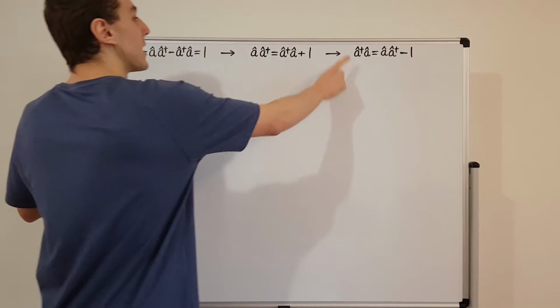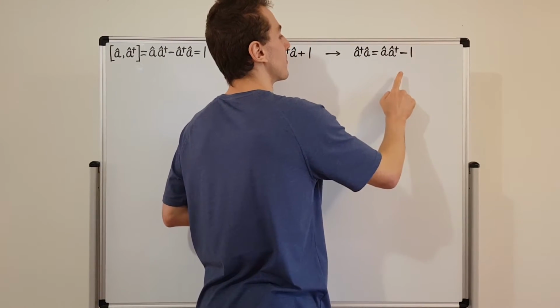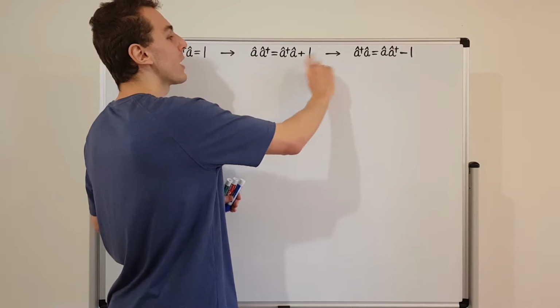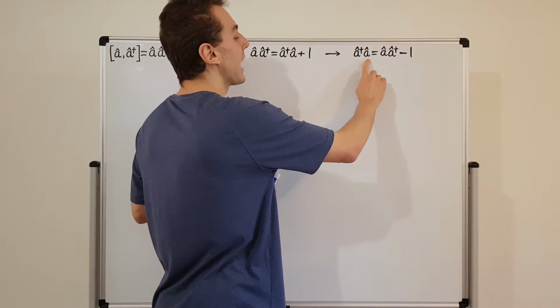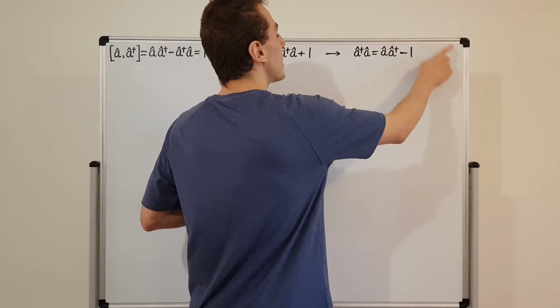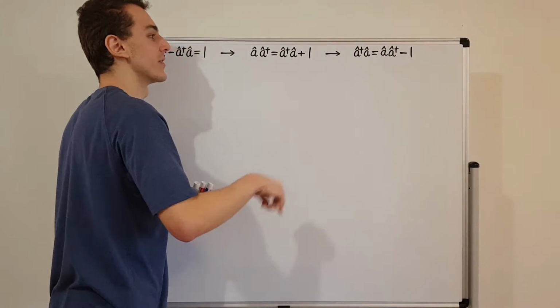And this relationship over here can also be used to derive another alternative relationship. All we have to do is move this plus 1 to the other side, or subtract 1 from both sides. And that's going to give us this relationship. A dagger A is equal to A A dagger minus 1. We're going to be using these two expressions in the derivations of this video.